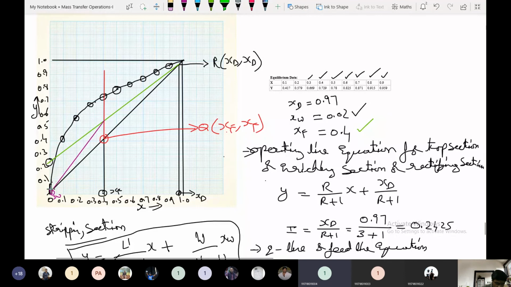Yeah, now it is okay. So you can connect in this way. So this violet line is called the operating line for the stripping section. Now first, what you do, if you observe here, this line will form our basis. So here it is the R point.